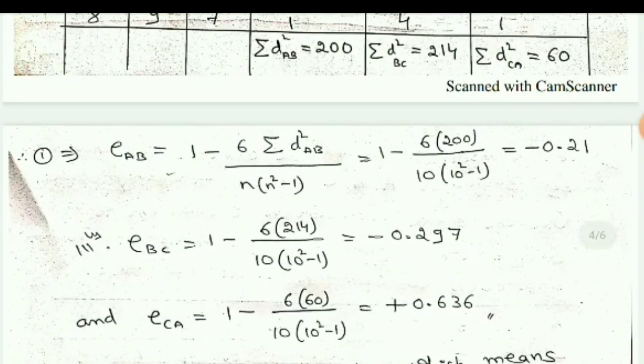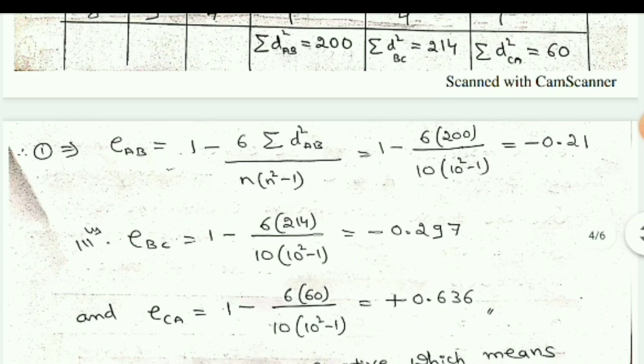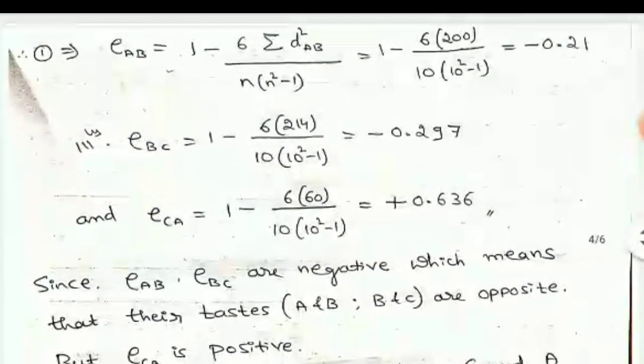Then find out the rank correlation for all 3 terms. First one, rho AB, same formula. Now in place of summation d square, you have to take 200. We'll get the answer as minus 0.21. Second one, rho BC. In place of d square, we have to take 214. The answer is minus 0.297. And for CA, we get the answer as plus 0.636. We got the answer. Now what is the conclusion?